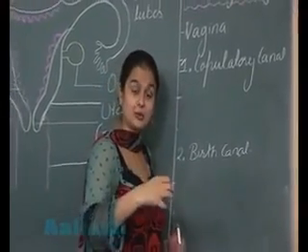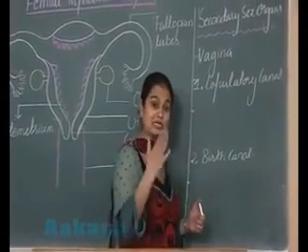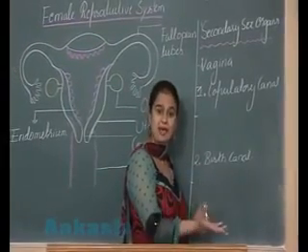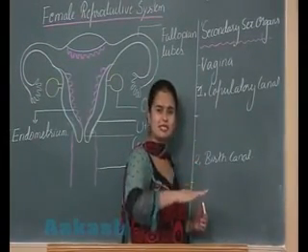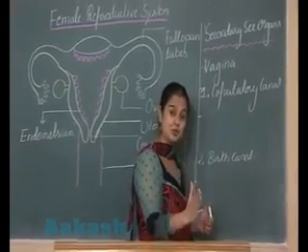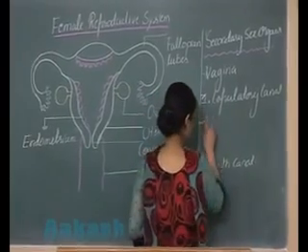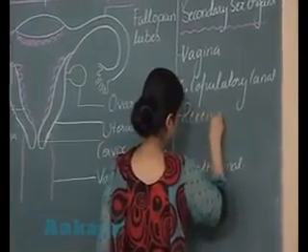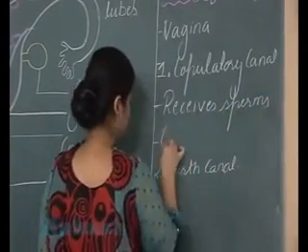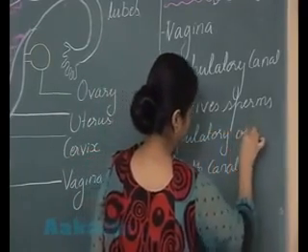Vagina is the site where millions of sperms, millions of male gametes, are released through the copulatory organ, that is the penis. So the vagina receives millions of sperms through the copulatory organ. That's why it is known as the copulatory canal.